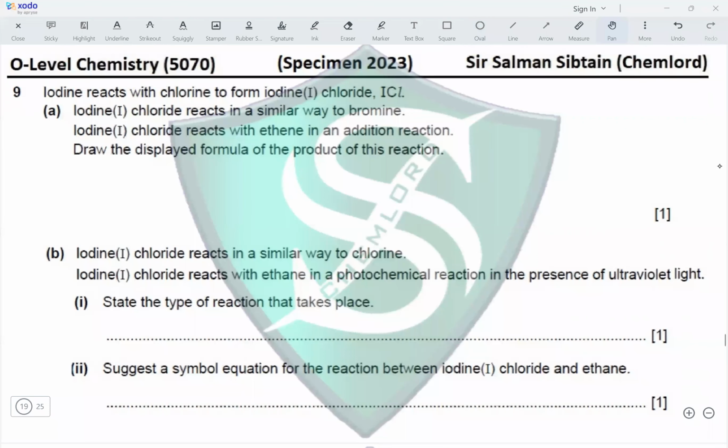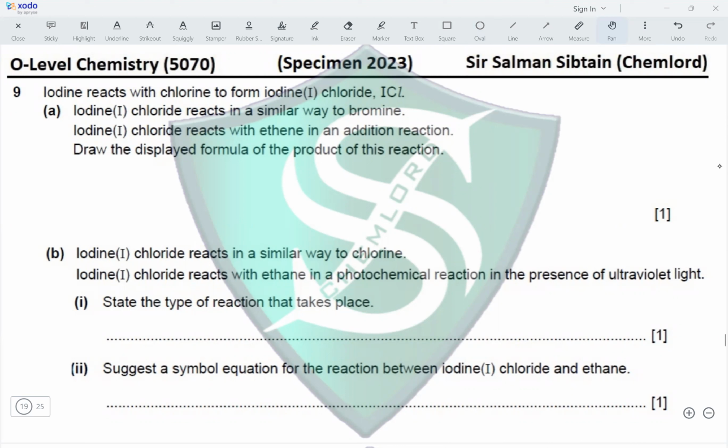Question 9. Iodine reacts with chlorine to form iodine monochloride, ICl. Part A. Iodine monochloride reacts in a similar way to bromine. Iodine monochloride reacts with ethene in an addition reaction. So ICl will be added onto ethene, right? Draw the displayed formula of the product of this reaction.